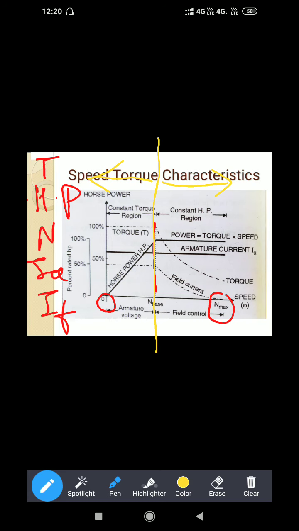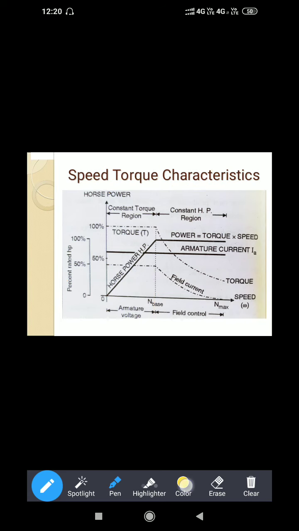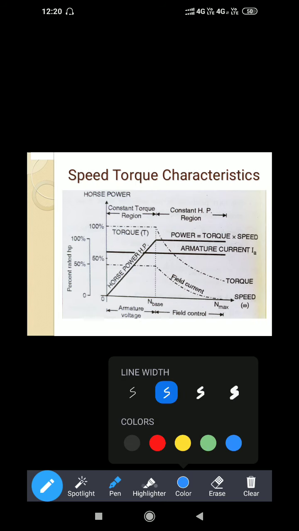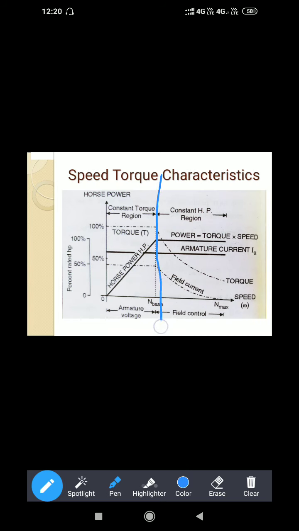So yes, from this characteristics you can see that for below rated speed we are increasing our armature voltage from 0 onwards, right? So we are just increasing our armature voltage VA, but our armature current is already constant, field current is also constant, and field flux is also constant.